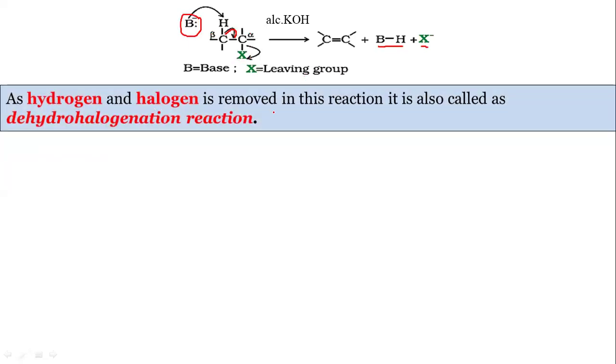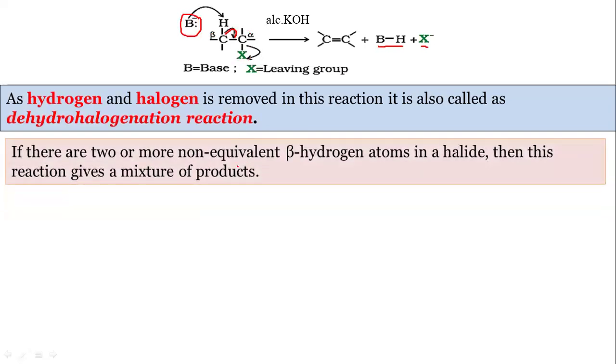As hydrogen and halogen are removed in this reaction, it is also called a dehydrohalogenation reaction. Already we discussed this dehydrohalogenation reaction. Now, one condition is given. If there are 2 or more non-equivalent beta hydrogen atoms in a halide, then this reaction gives a mixture of products.